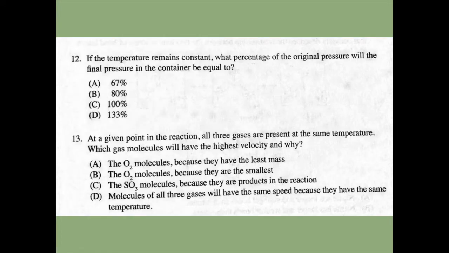It says if the temperature remains constant, what percentage of the original pressure will the final pressure in the container be equal to? Well, I started off with 10 moles, so that's 100% pressure, and I went down to 8. So that's 80% of the original number of moles is now present. Using PV equals nRT, assuming everything stays constant except for pressure and moles, my pressure goes from being 100% of what it used to be to being only 80% of what it used to be. So my answer is going to be B.